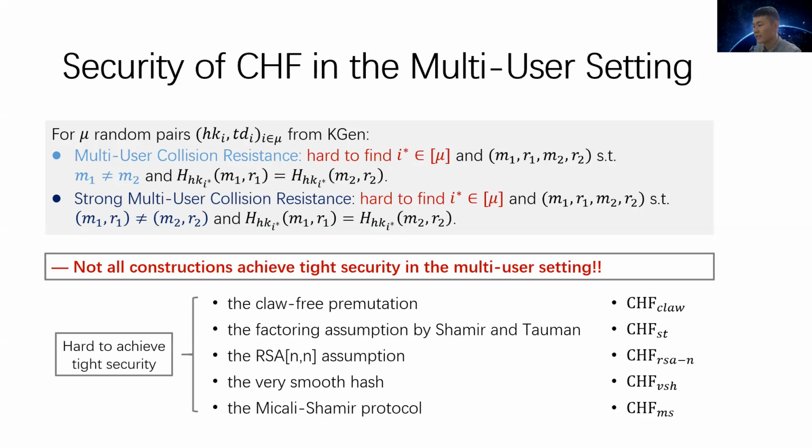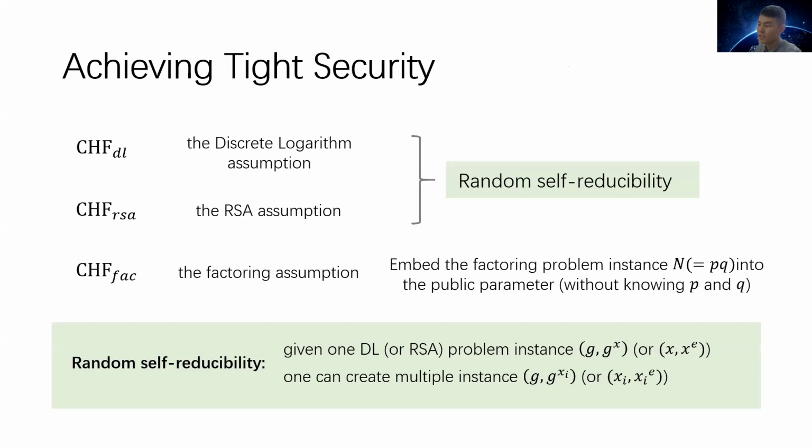It's worth mentioning that not all constructions achieve tight security in the multi-user setting. We believe that most of the Chameleon hash functions mentioned above, like CHF clone, CHF ST, and CHF RSAN, are hard to achieve tight security. But we identify three Chameleon hash functions, CHF DL from the discrete logarithm assumption, CHF RSA from the RSA assumption, and CHF factoring from the factoring assumption, and prove their tight, strong multi-user collision resistance security.